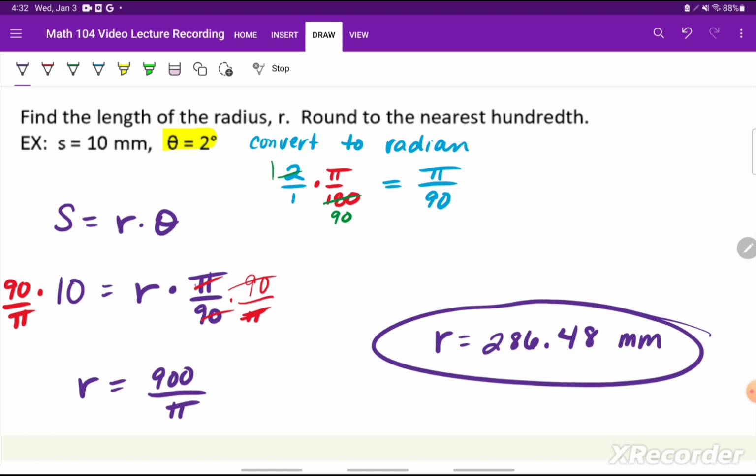In our next video, we'll look at some more interesting applications of arc length.